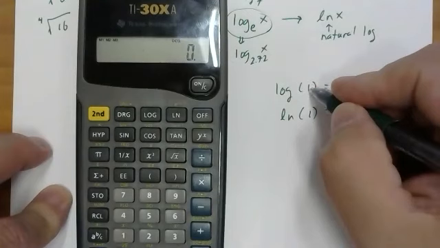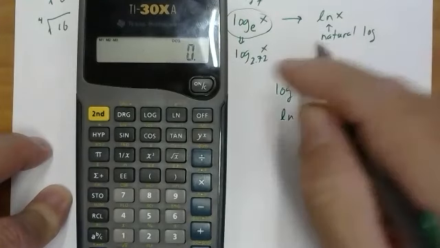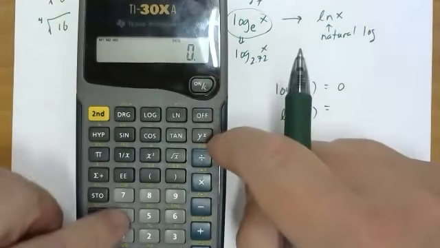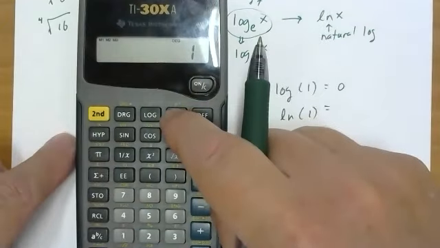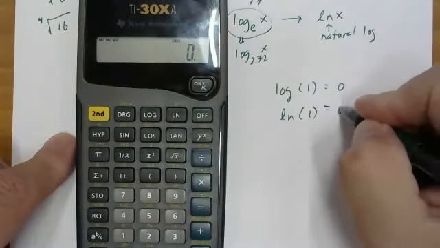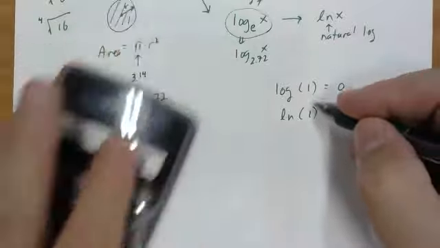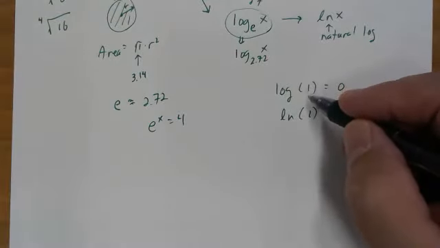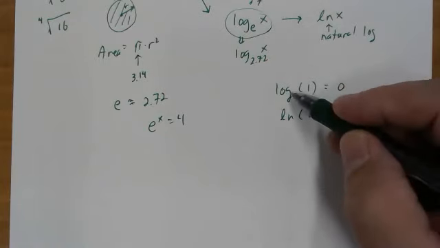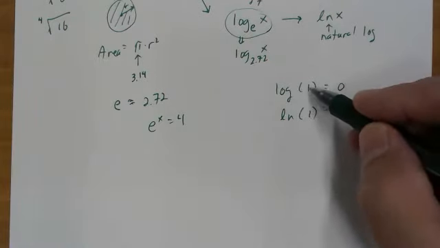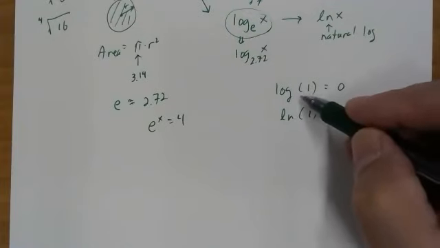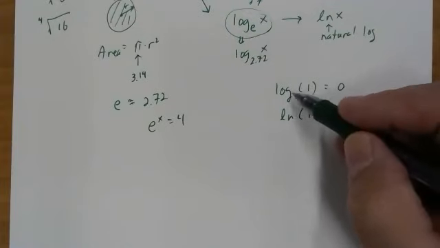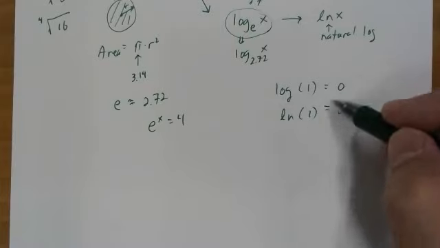The common log of 1, or log base 10 of 1, is 0. And as it turns out, if I do the natural log, it's also 0. So actually, in the future, you won't really use your calculator for this. One good thing to remember is whenever you have the log of 1, any log, any base, log with any base of 1 is 0.